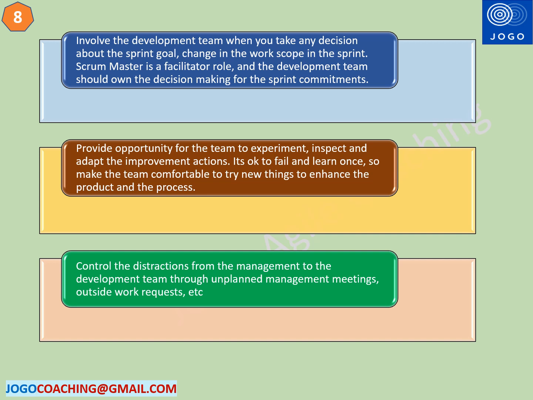The next best practice is related to management distractions. Control the distraction from the management for the team. The team will be distracted by unplanned management meetings and outside sprint work requests, etc. Scrum Masters should protect the team from the external distractions so that they can focus on the sprint goal.